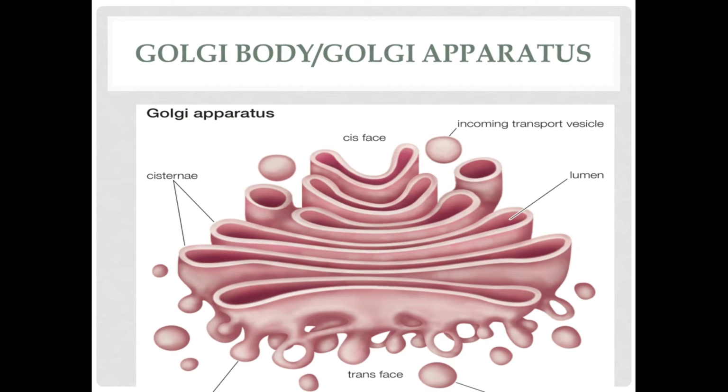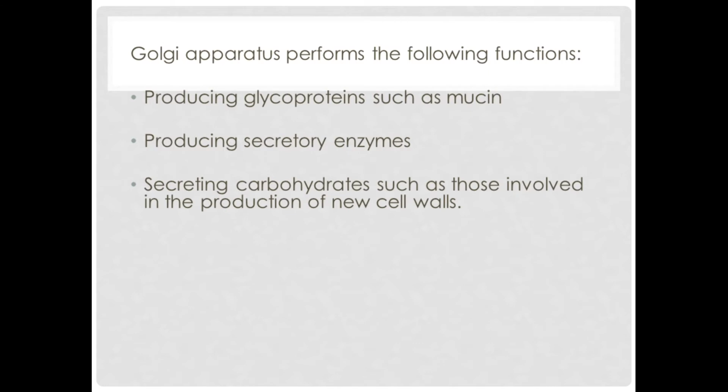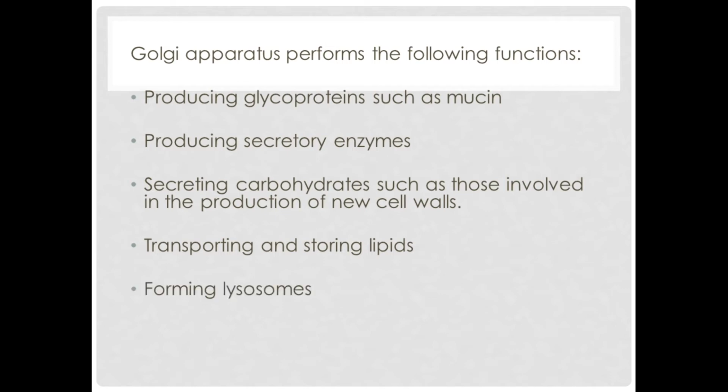Now let's look at the functions performed by the Golgi apparatus. Function number 1 is the production of glycoproteins such as mucin. Function number 2 is producing secretory enzymes. Function number 3 is secreting carbohydrates such as those involved in the production of new cell walls. Function number 4 is transporting and storing lipids. Function number 5 is the forming of lysosomes.